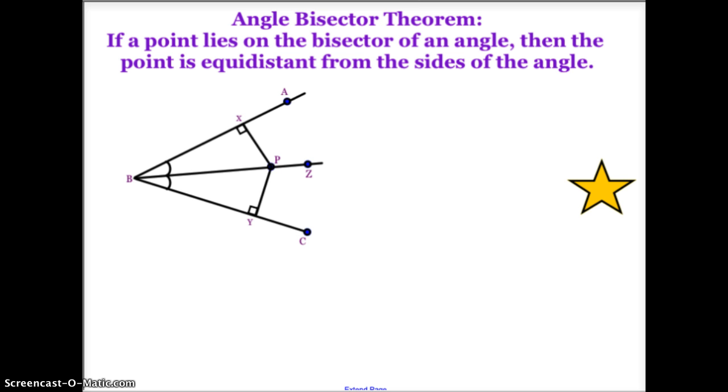Angle bisector theorem says, if a point lies on the bisector of an angle, then the point is equidistant from the sides of the angle.